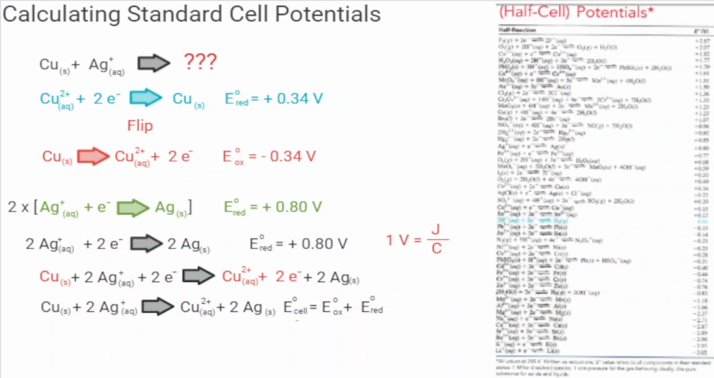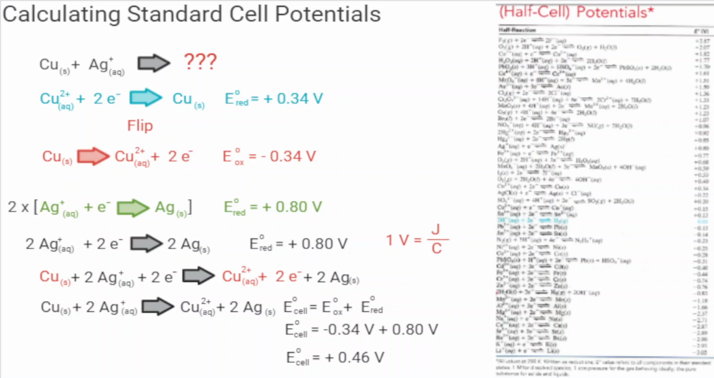Now we need to figure out what the standard cell potential is for this reaction. That's going to be the summation of our oxidation potential and reduction potential. So we're going to be looking at the oxidation of copper solid and the reduction potential of 2 silver pluses. When we combine those, we have negative 0.34 volts plus 0.80 volts, and we can figure out that is positive 0.46 volts. Since this is positive, it's going to be a spontaneous reaction, so it will occur.